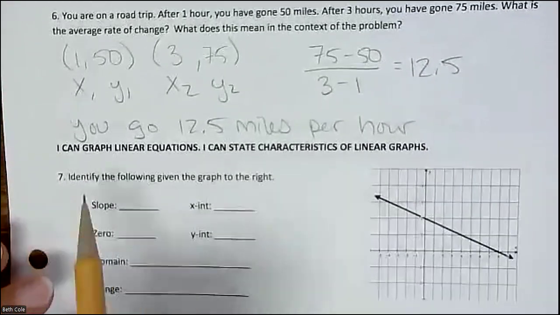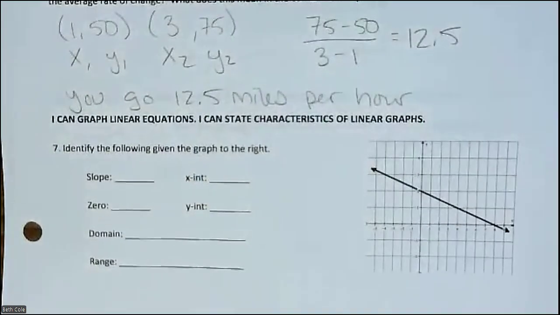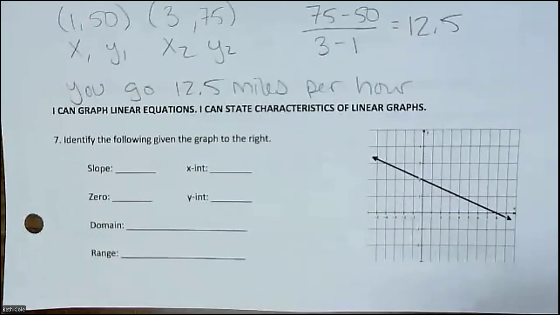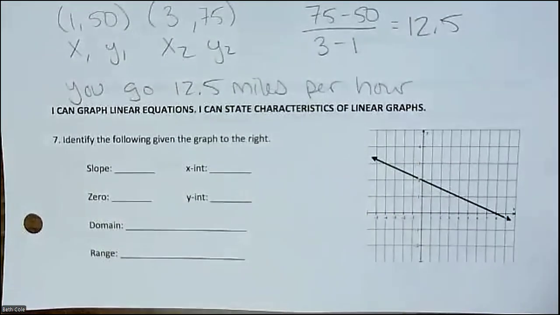All right. I can graph linear equations. I can state the characteristics. All right. So looking at this, and this is the part that went well on your quiz. Just do it again. You need to find two pretty points. You need to look up here.